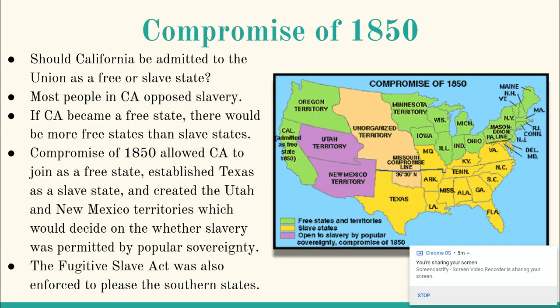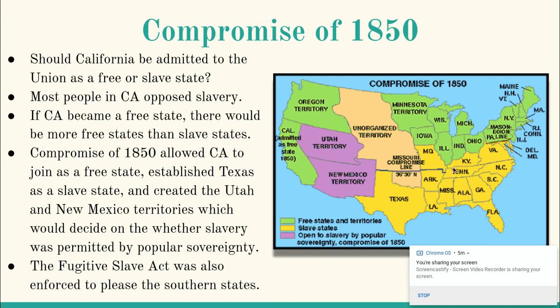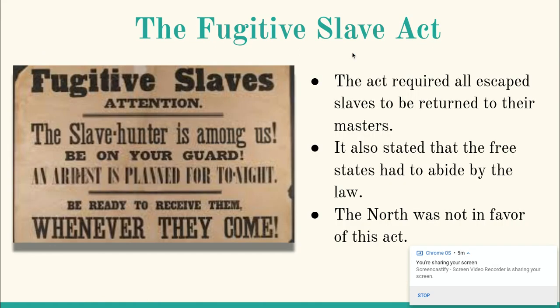I'm just going to go back quick to the map. So as you learned in the previous lesson, there were many slaves that were escaping the South and going into the North, and they would have freedom in the North. So this changed things because the Fugitive Slave Act now said that if someone found an escaped slave, they had to be returned to their masters. It was the law. It also stated that the free states had to abide by the law, and the North was not in favor of this act.